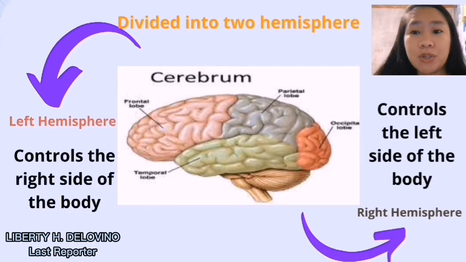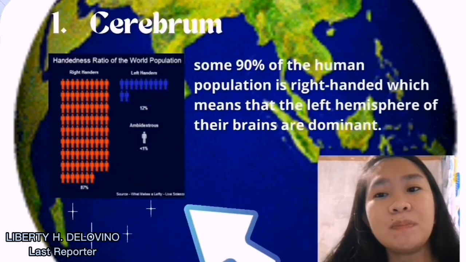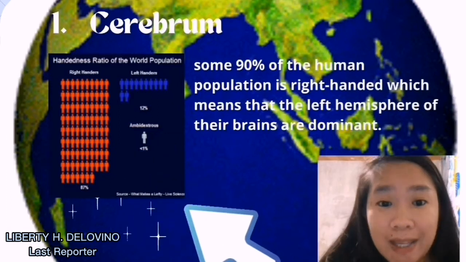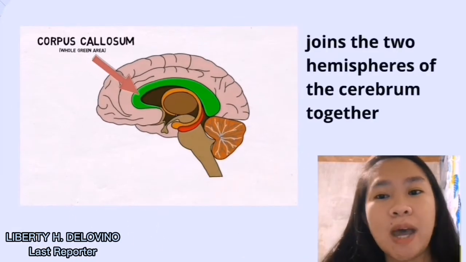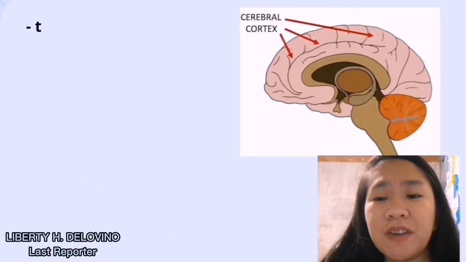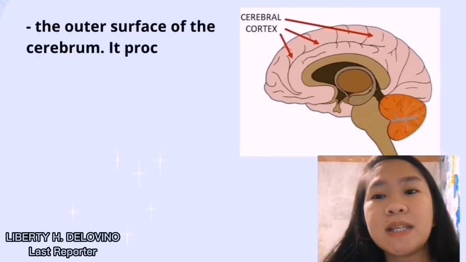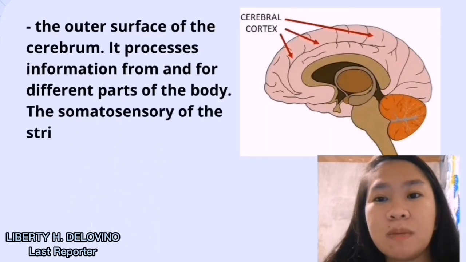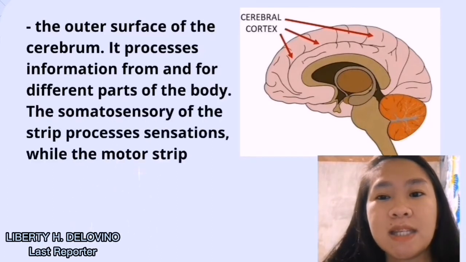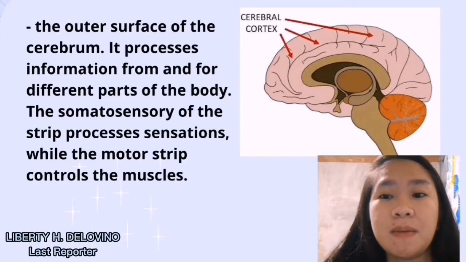The left hemisphere controls the right side of the body and vice versa. Some 90% of the human population is right-handed, which means that the left hemispheres of their brains are dominant. The corpus callosum joins the two hemispheres of the cerebrum. The cerebral cortex is the outer surface of the cerebrum, and it processes information from and for different parts of our body. The somatosensory strip processes sensations, while the motor strip controls the muscles.